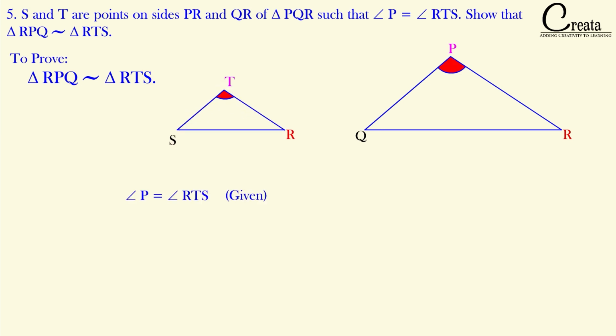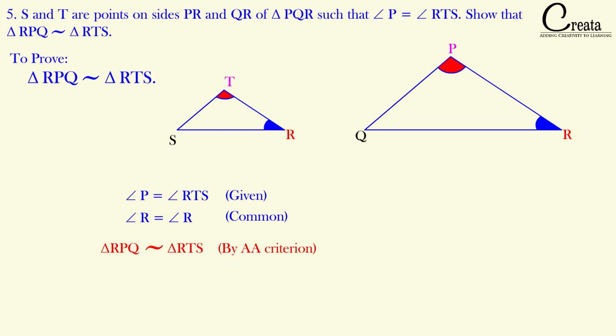Here angle P and angle T are given as equal to each other and also angle R is common. So the two corresponding angles of both the triangles are equal to each other. It means both the triangles are similar as per angle-angle criteria. Two angles are equal. It means both the triangles are similar to each other. That is the answer of the question.